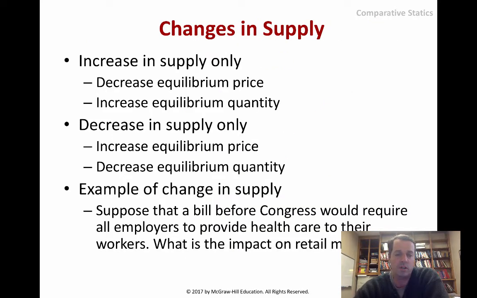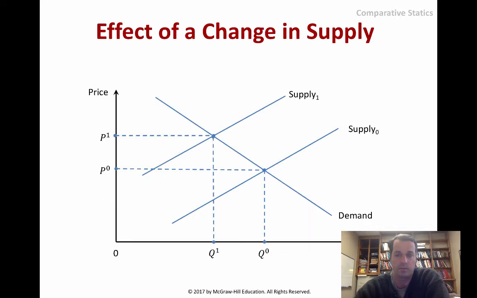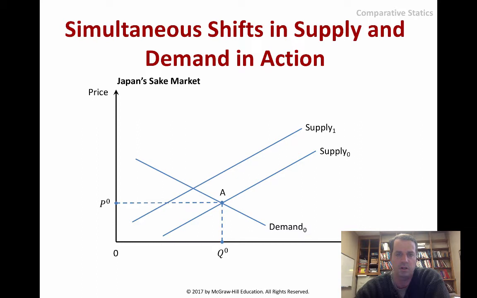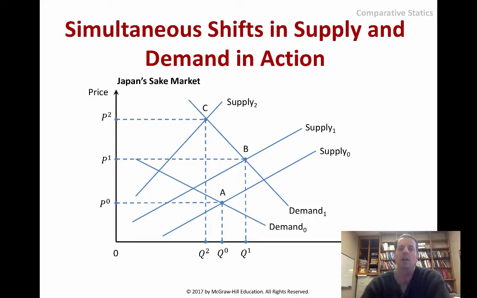And we could look at other examples if it was supply only, or if they both shifted. Maybe one goes up and one goes down, or they both go up. So there's a few examples here. Again, I know I'm going quickly. What let me do say is just power through that there.